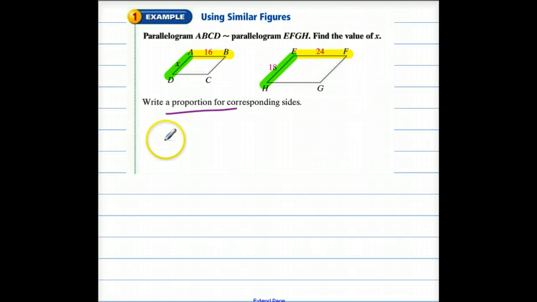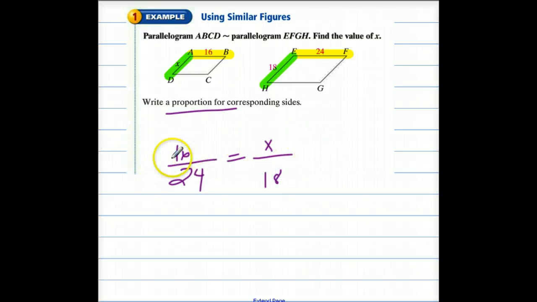You want to be really sure you're setting up your proportions correctly. Now, you can do this one of two ways. I'm going to write my ratio from little parallelogram to big parallelogram, meaning for my first side, I know 16 corresponds to 24. 16 to 24. Set that equal to little parallelogram to big parallelogram. You want to do the same thing you did for your first ratio. So this one will be x to 18. I have the side lengths of my small parallelogram on top and my large one on bottom.